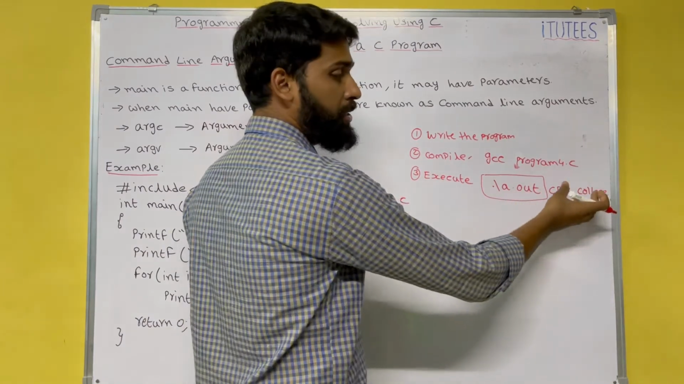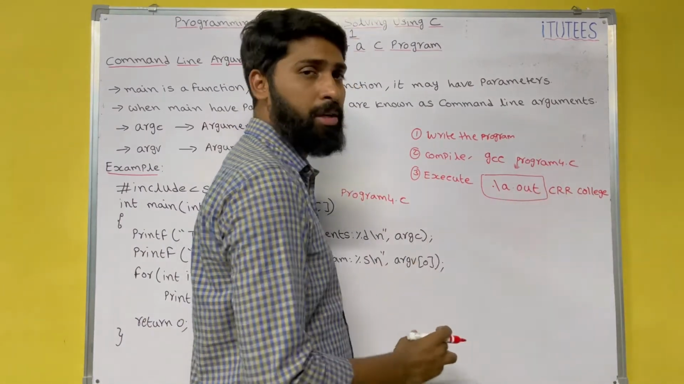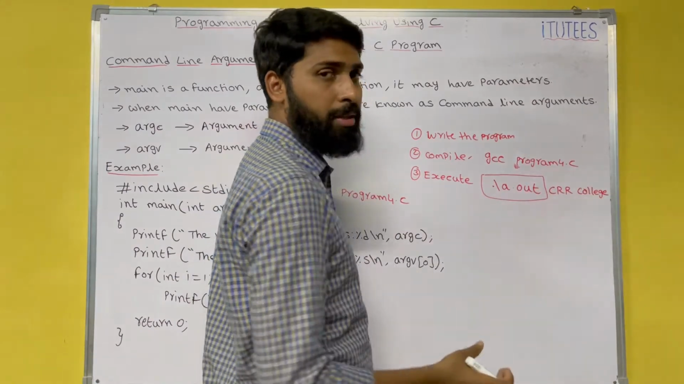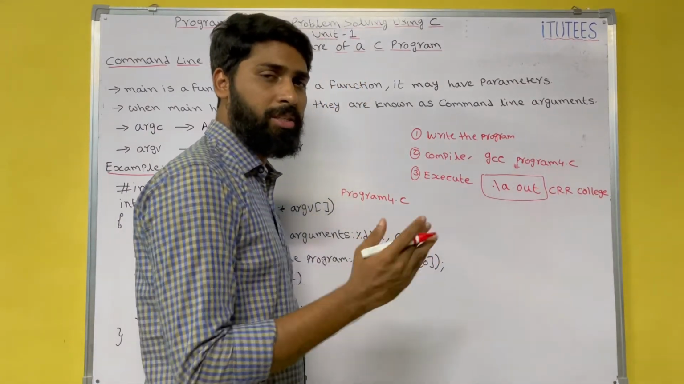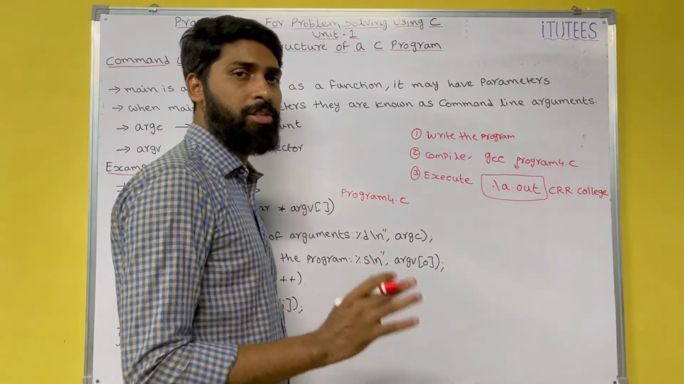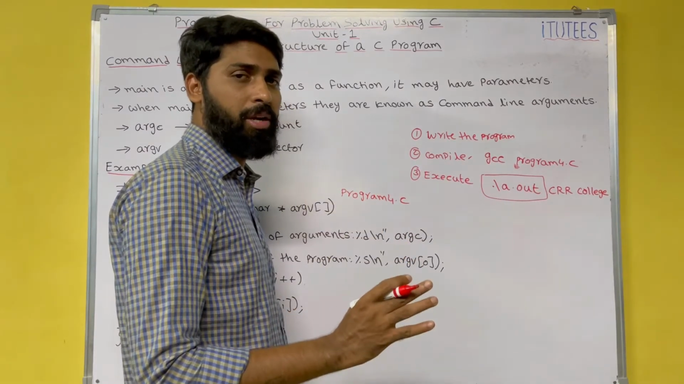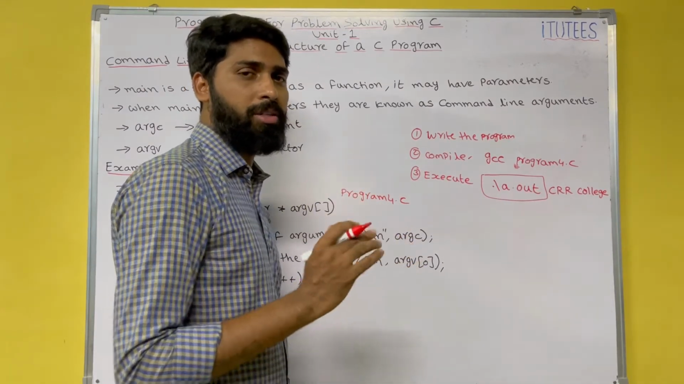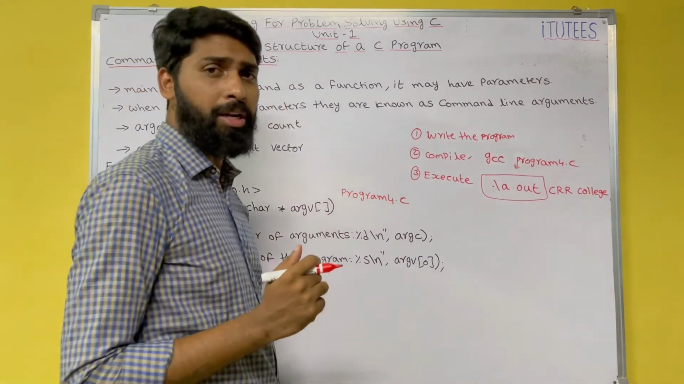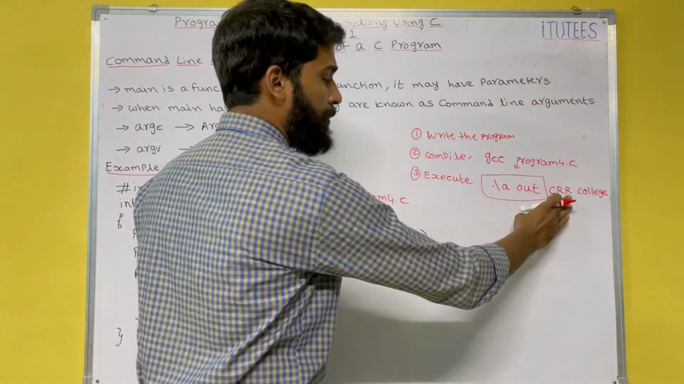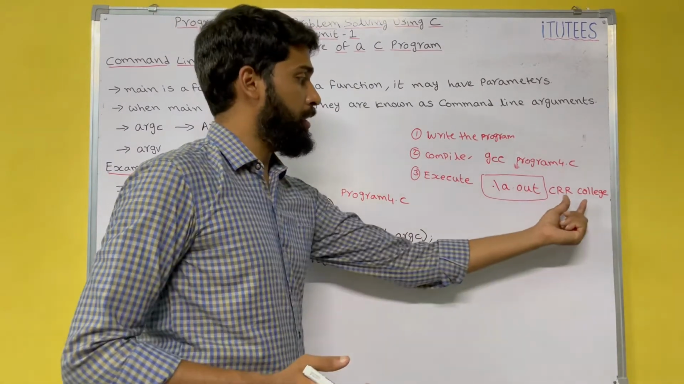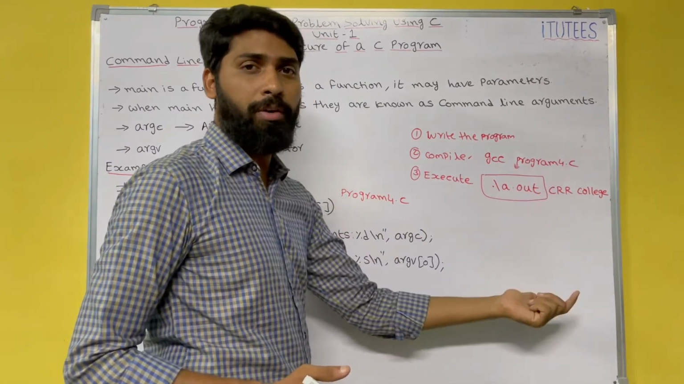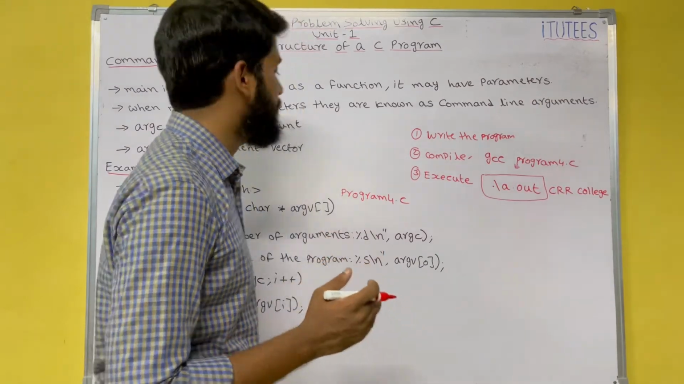How many arguments you give, that number is stored in one variable, and all these arguments are stored in one array. You ignore the array; we will discuss it in further classes. In this class, you are going to understand only command line arguments. What is a command line argument? Command line arguments are nothing but the arguments you give at the time of execution. These arguments we give to the main function.